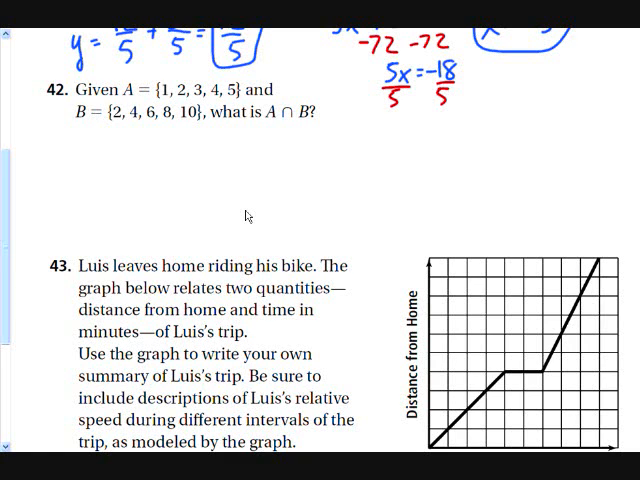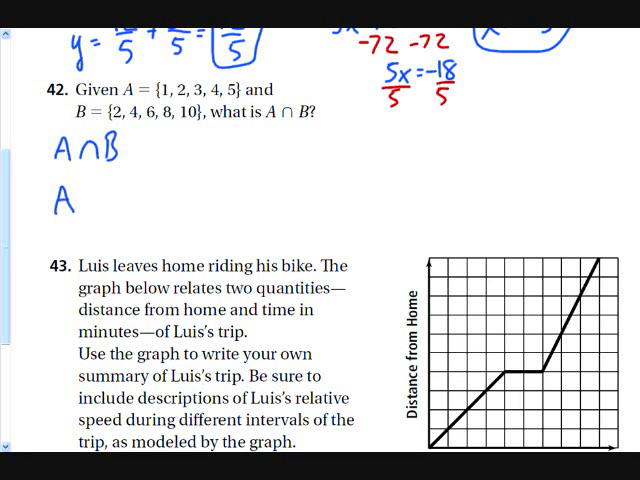All right, if we take a look at number 42 here, it's giving us two sets of numbers, and then it's asking us to identify the intersection of these two sets. Remember, we've got two symbols here. The one that they're displaying here, that's the intersection, which is essentially the overlap. It's what they have in common.